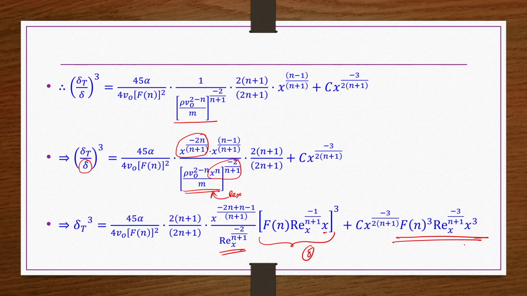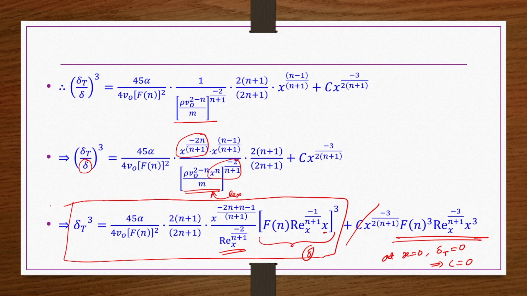But we do not need to worry about this, because at x is equal to 0, delta t is equal to 0. So from applying this leading edge boundary condition you get c is equal to 0. So all this term altogether, the second term in the RHS, would be 0. So we can take only this term and then do further simplification.